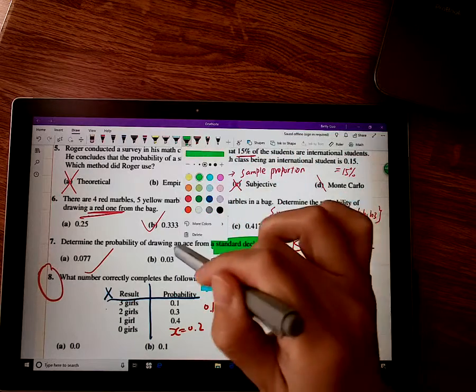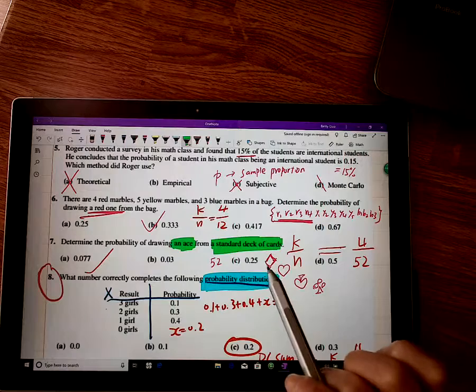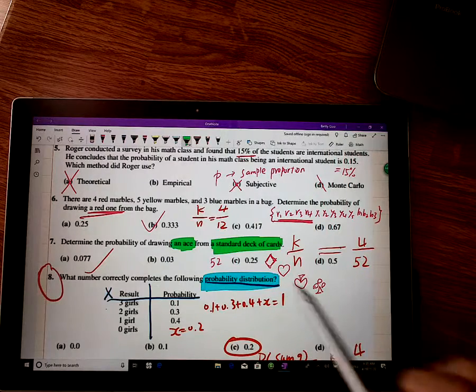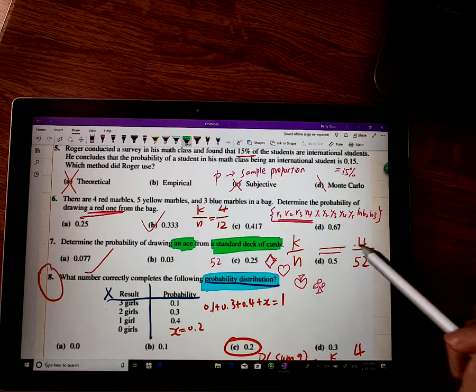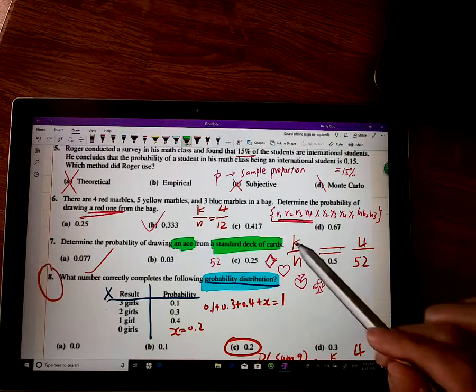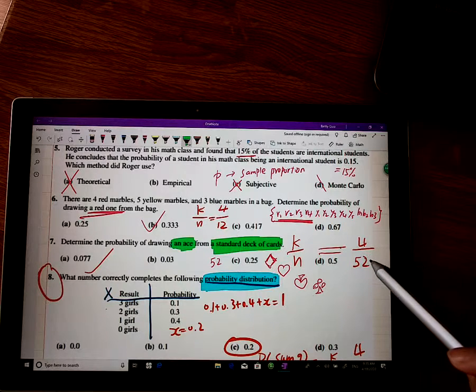Numerator: among the 52 cards, how many of them favor the result of getting an ace? Do you guys remember I mentioned there's an ace of diamonds, an ace of hearts, right? There's a spade ace and a club ace. So 4 aces. So the numerator is going to be 4. 4 over 52, or 2 over 26.